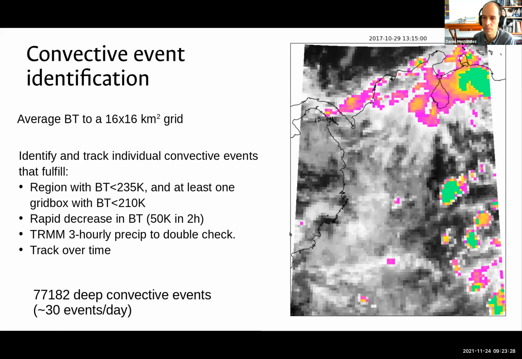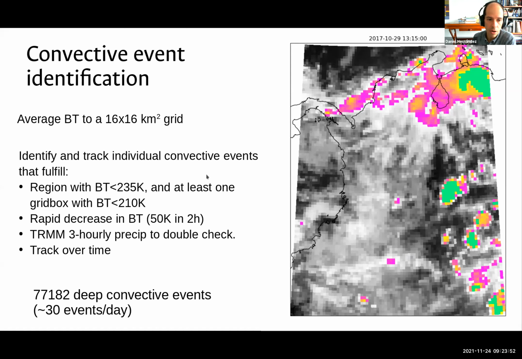That doesn't really make a difference because it's usually always there, but it checks if it's the same system that appears every half an hour.